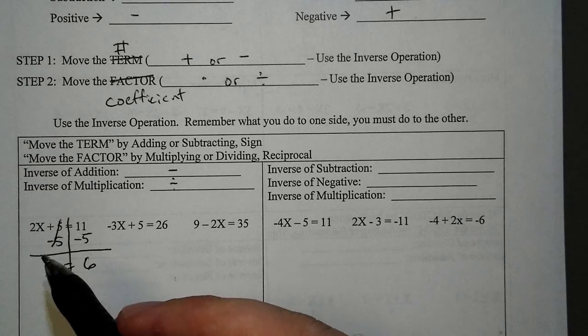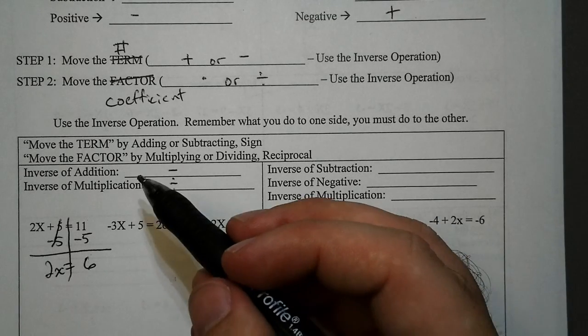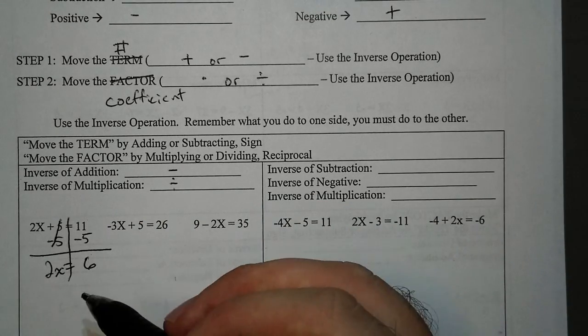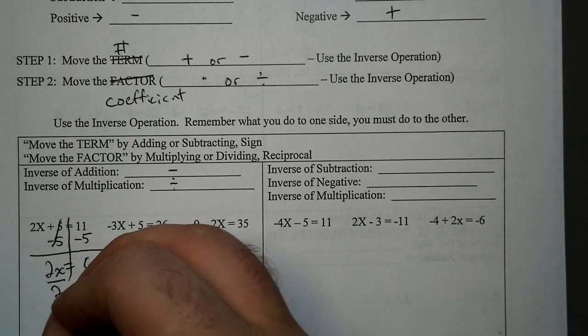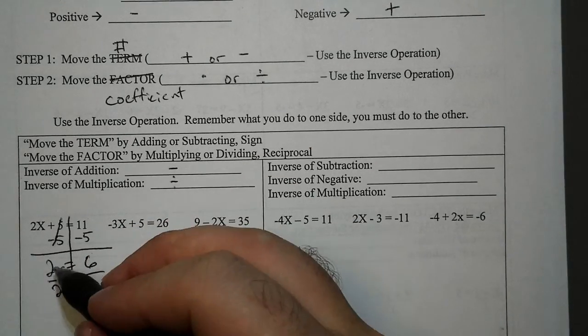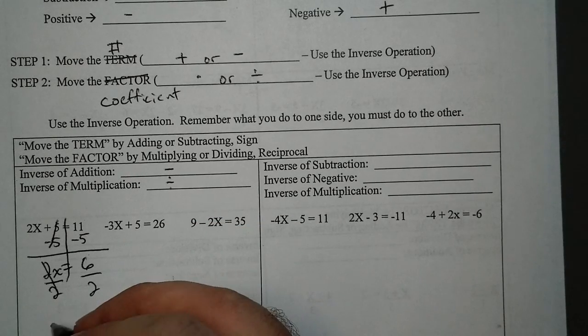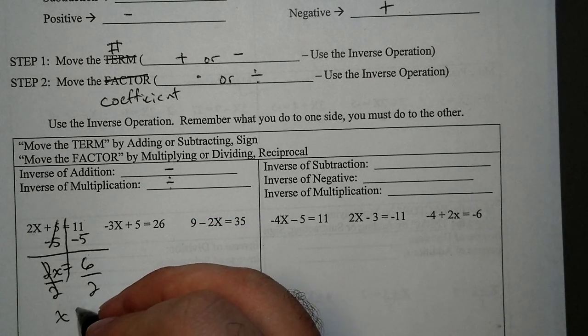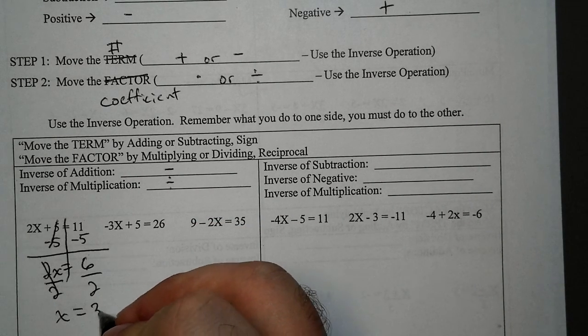We still don't have x by itself though. So what we're going to do now is the inverse of multiplication. We're going to divide. So divide this side by 2, divide this side by 2. These are going to cancel and just leave you with x. And then 6 divided by 2 equals 3.